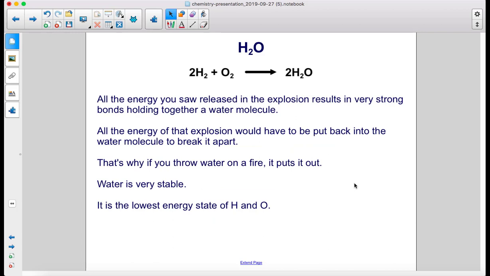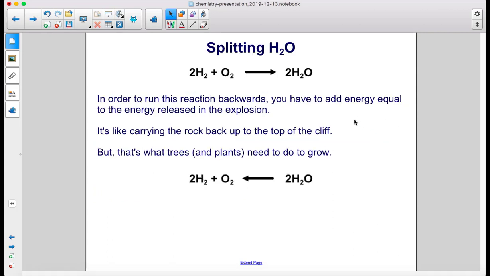All the energy you saw released in the explosion results in very strong bonds holding together a water molecule. All the energy of that explosion would have to be put back into the water molecule to break it apart. That's why if you throw water on a fire, it puts it out. Water is very stable. It is the lowest energy state of hydrogen and oxygen. In order to run this reaction backwards, you have to add energy equal to the energy released in the explosion. It's like carrying the rock back up to the top of the cliff, but that's what trees and plants need to do to grow.